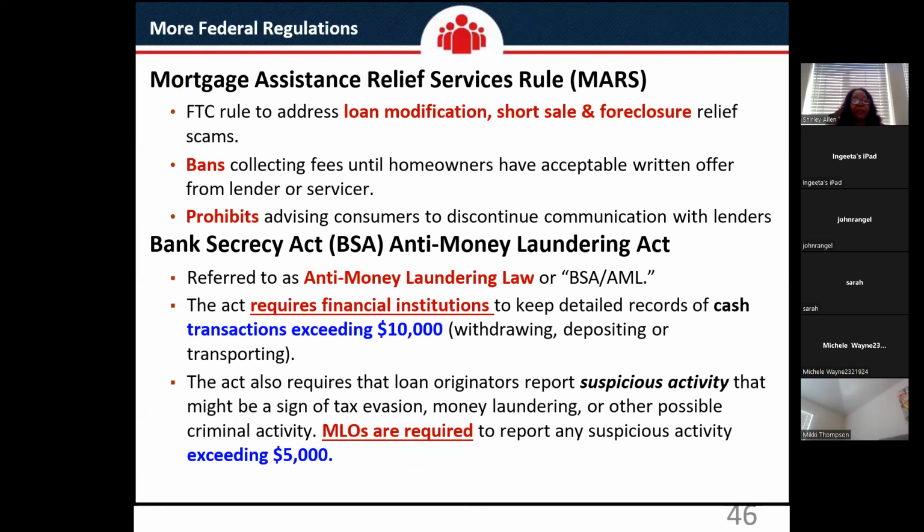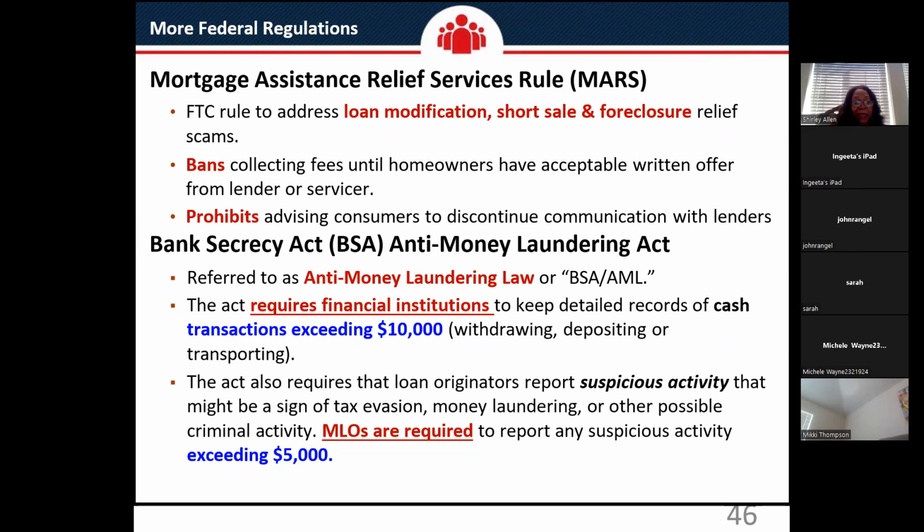These are some of the other acts under the federal regulations. The MARS rules, I think I mentioned it a little bit earlier, have to do with loan modifications, mortgage assistance relief services. It dealt with loan modifications, short sales, and foreclosure relief scams. That's why we have the one that says no upfront fees. This law bans collecting any fees until the homeowners have acceptable written offers from the lender or servicer that they're going to approve a short sale, agree to a loan modification, or some type of loss mitigation service. You cannot get paid until that has actually happened.